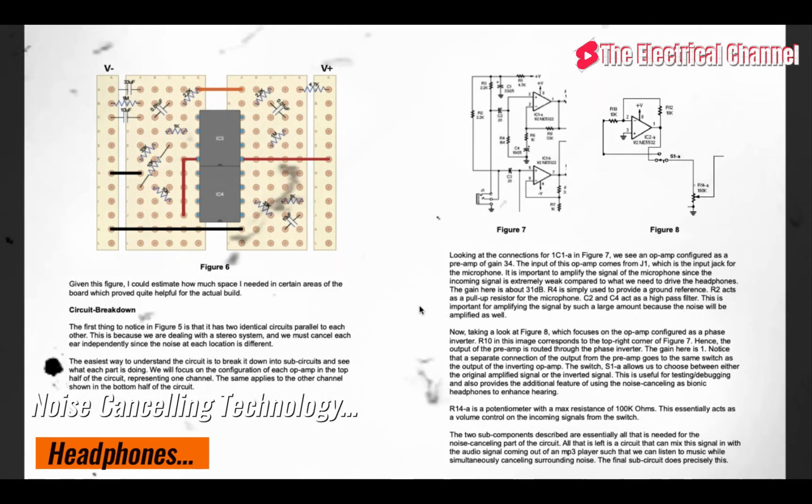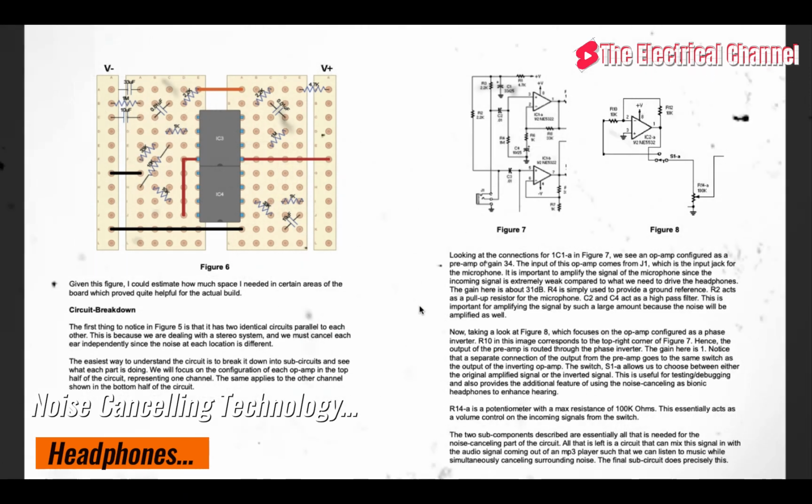Looking at the connections in IC1-A in figure 7, we see an op-amp configured as a preamp of gain 34. The input of this op-amp comes from J1, which is the input jack for the microphone. Okay, so J1 is the microphone. It is important to amplify the signal of the microphone, since the incoming signal is extremely weak compared to what we need to drive the headphones.